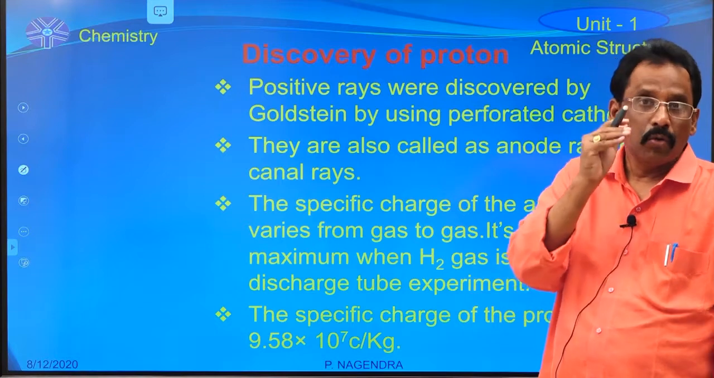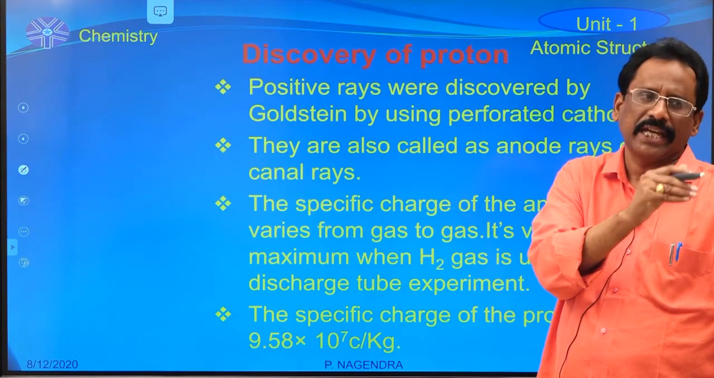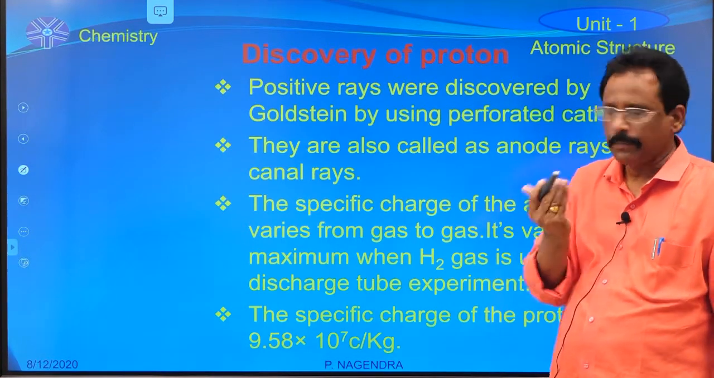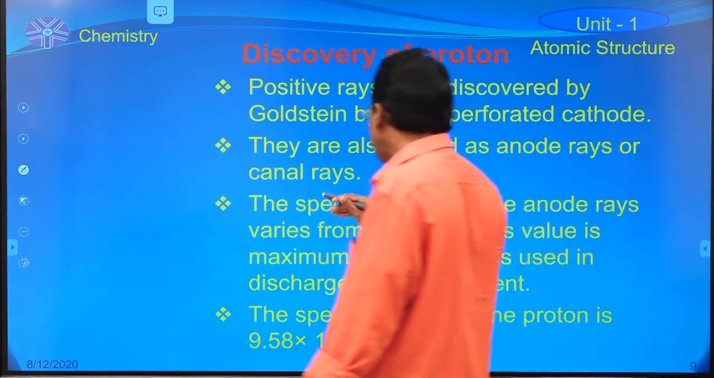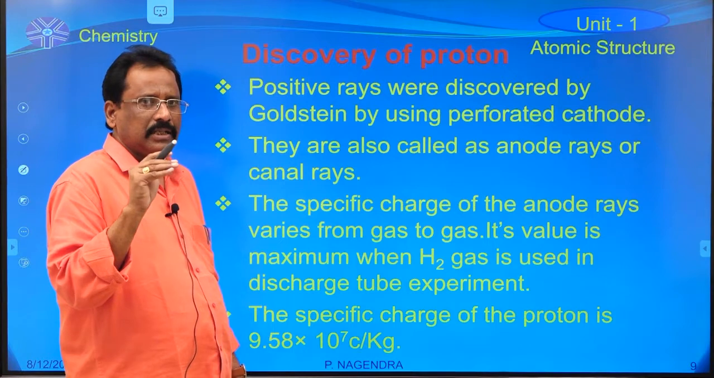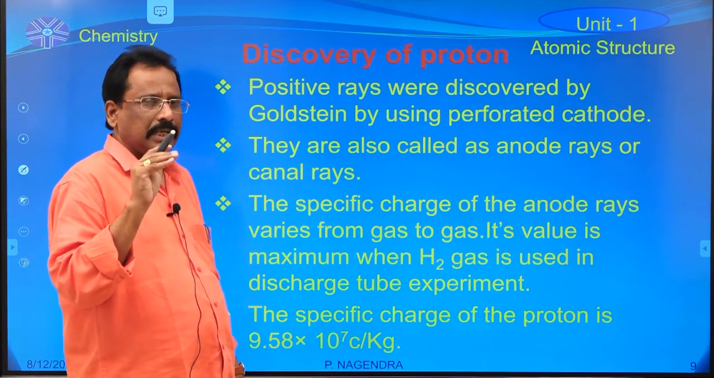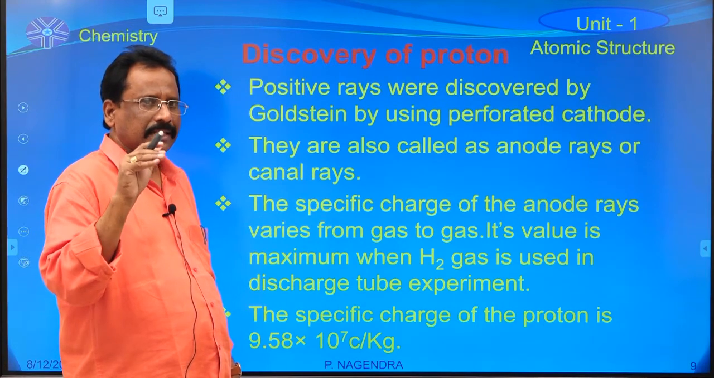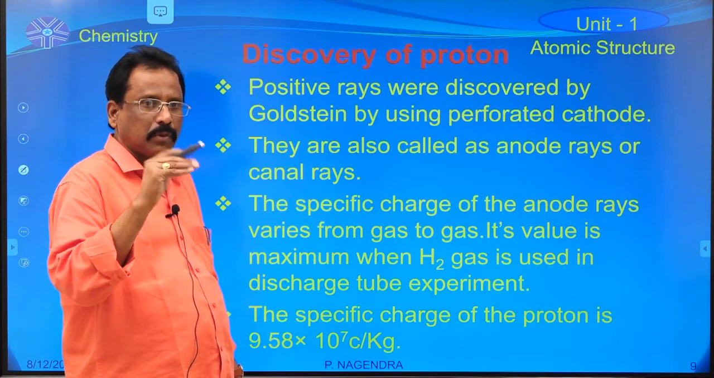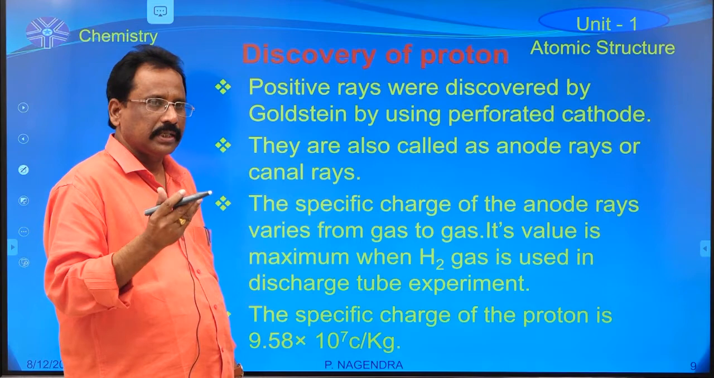That is why only for hydrogen gas, the specific charge of the proton is maximum. Remember that, my dear students. That means the specific charge of the proton varies from gas to gas. Remember that. But in the case of electron, its specific charge is uniform for all gases. That means electrons are considered as universal particles of all the atoms, but not in the case of protons. From gas to gas, the specific charge of the positive rays varies.